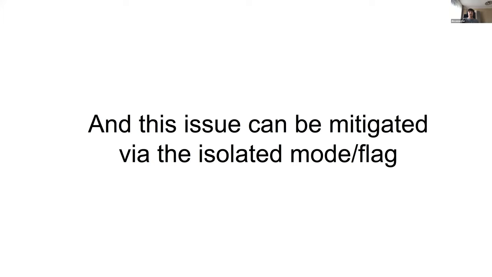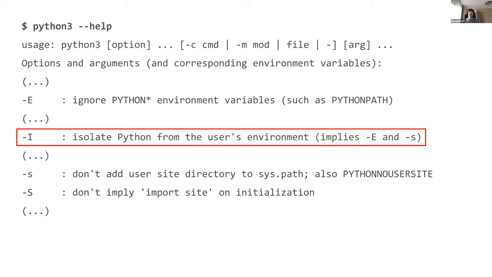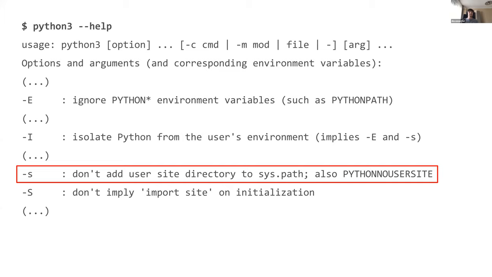And the case here is that this issue can be mitigated by the isolated mode in the Python interpreter. This isolated mode can be provided by the minus capital I flag. And it says in the Python help that it isolates Python from the user's environment. It says that it implies the minus E and minus S flags. And those are: ignore Python environment variables, and don't add user site directory to sys.path.